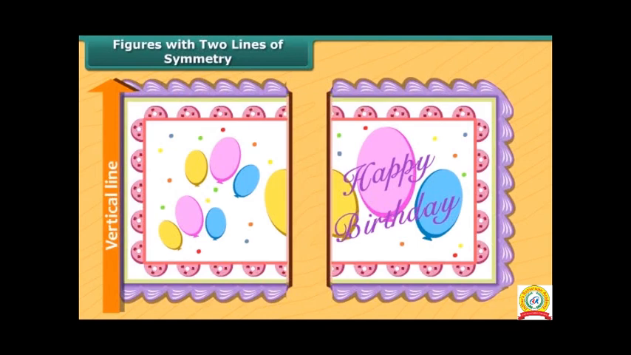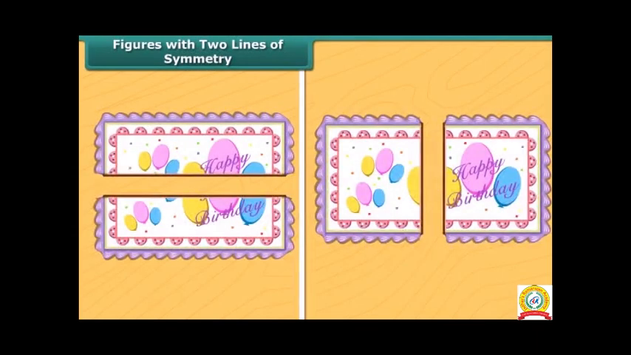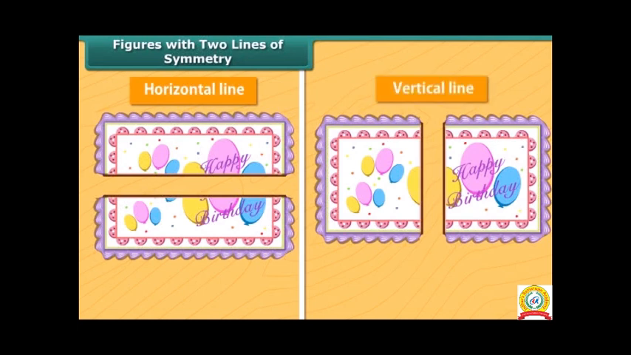Let us find out. The cake can be divided along the horizontal line so that its two halves match each other. It can also be divided along the vertical line. So the cake has two lines of symmetry along which it can be divided to give two identical halves. Thus, we can say that a rectangle has two lines of symmetry.